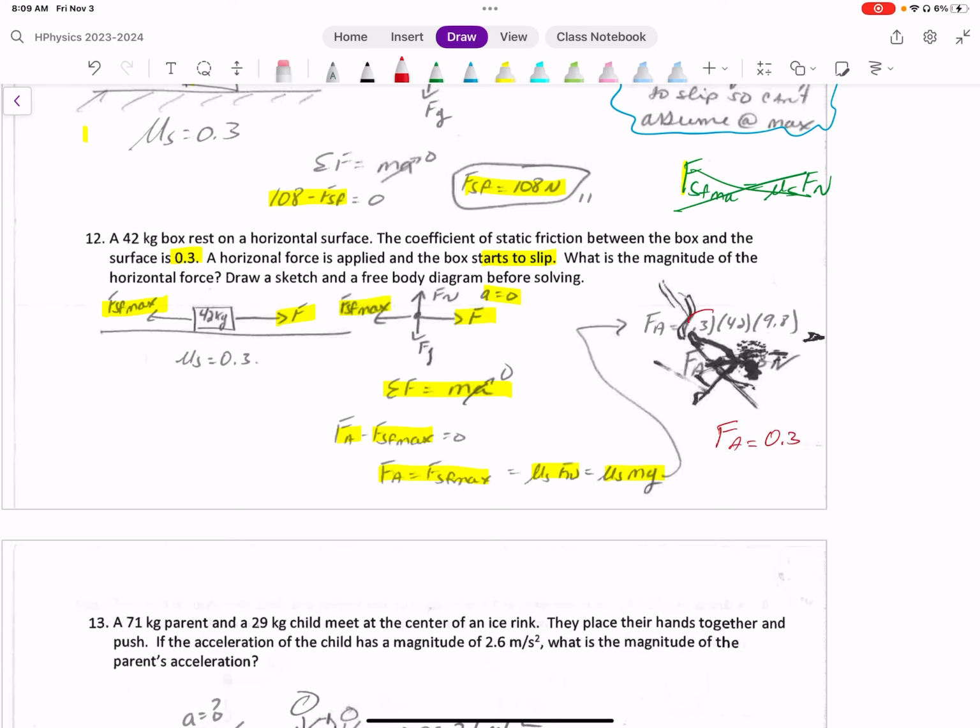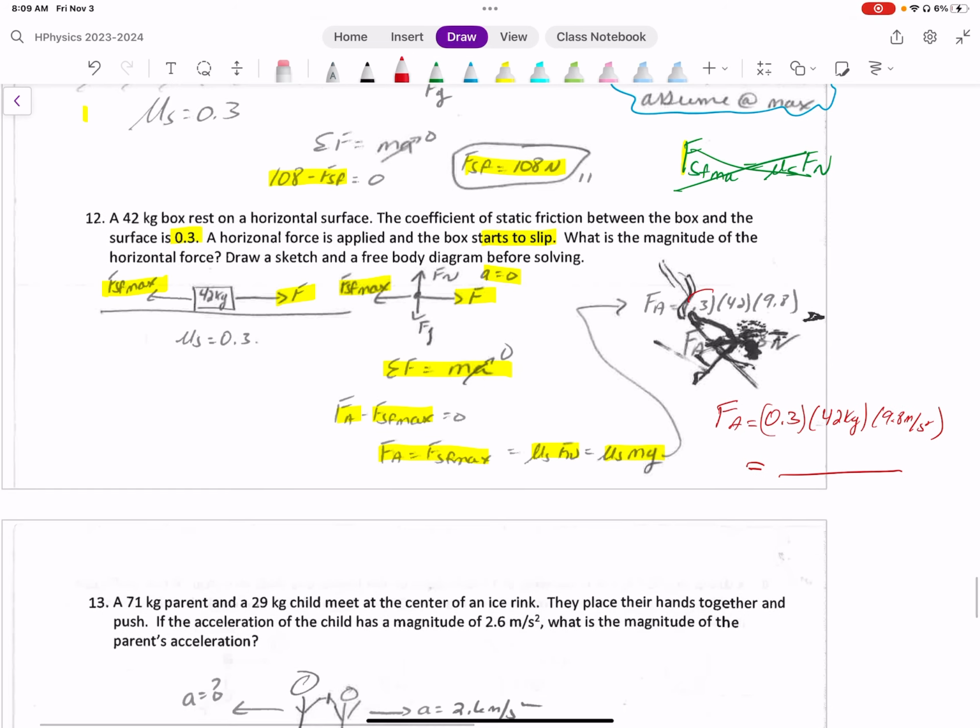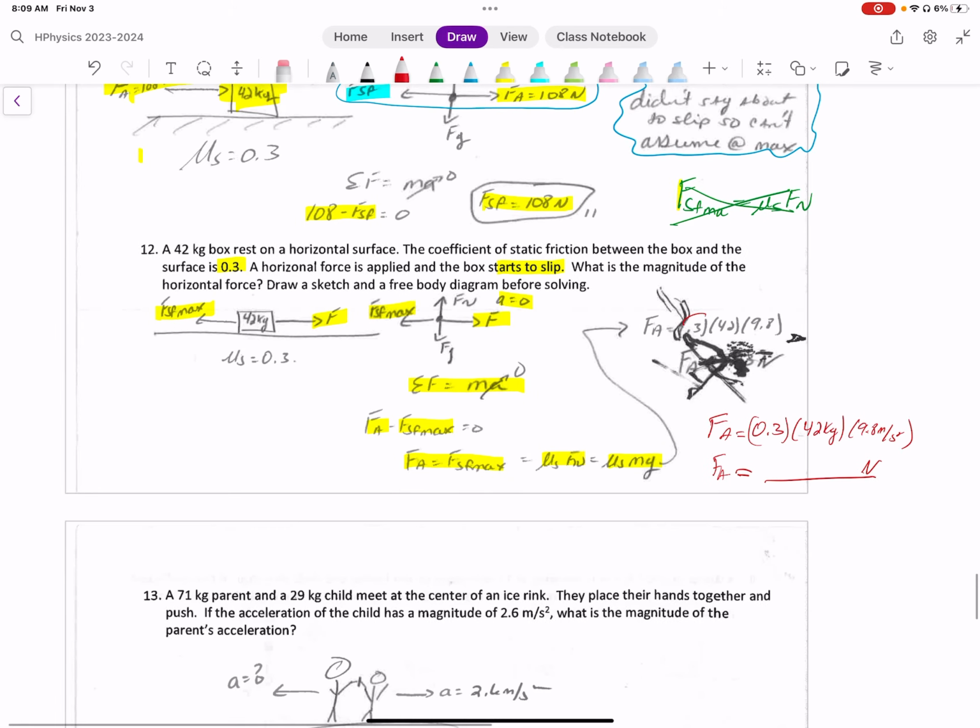It is 0.3, which is mu sub s, which they gave you, 42 kilograms, which they gave you, and 9.8 meters per second squared, which is the value of little g. I don't have my calculator here, but I would assume you could plug that into your calculator and that will be your answer in newtons.